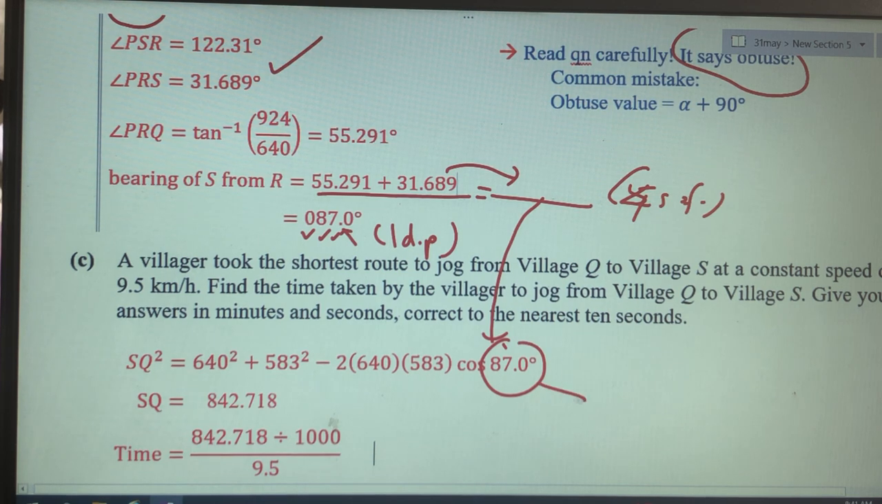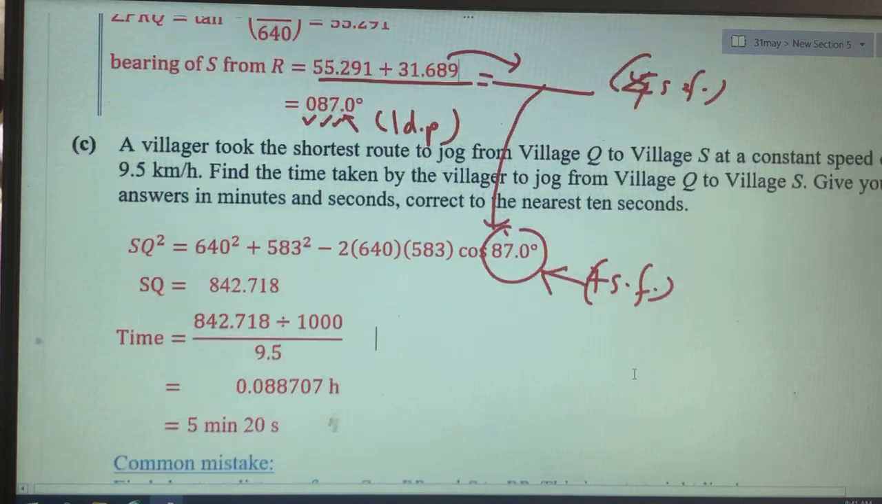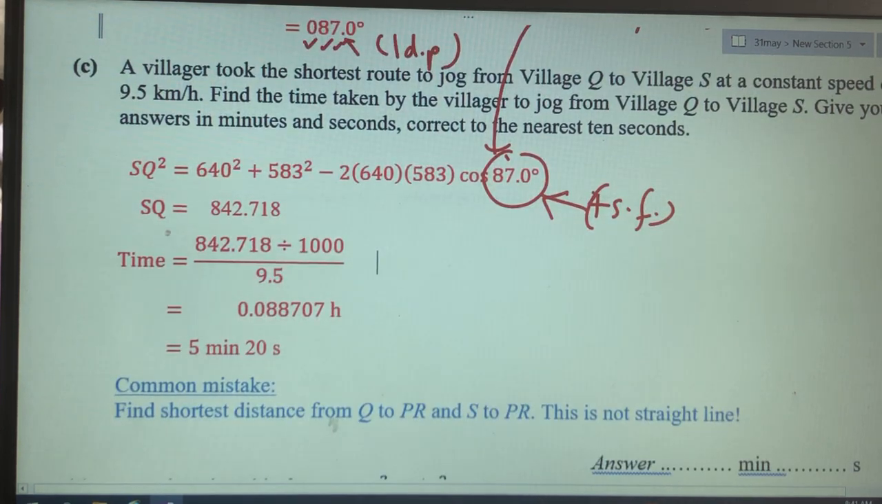Do not use this. I thought I changed already, but I think I forgot to save. Okay, sorry about that. This one should be the 5SF or the 4SF value. You don't use the 3SF one, okay? Then you will be able to get this. This part I won't go through because I think it's quite okay.